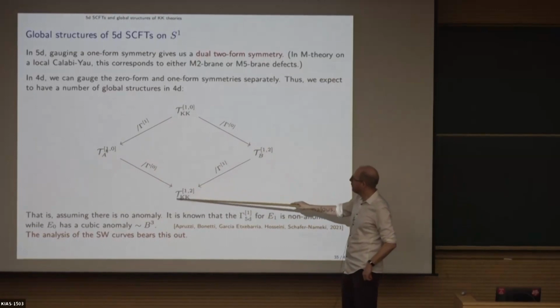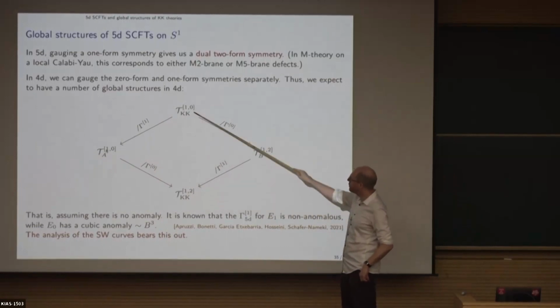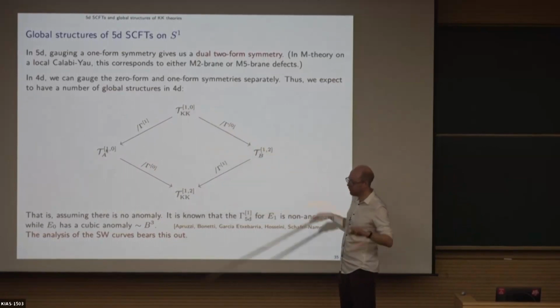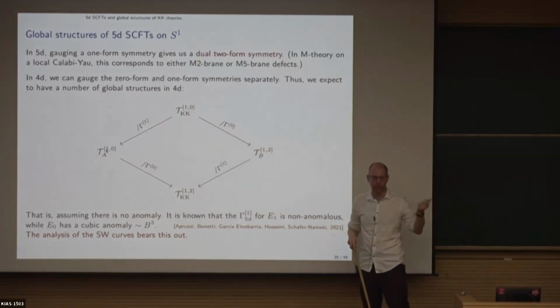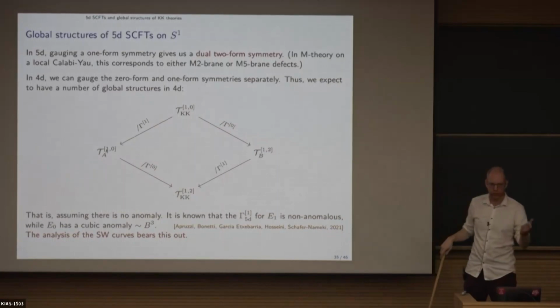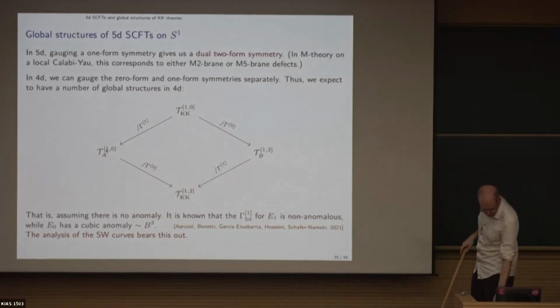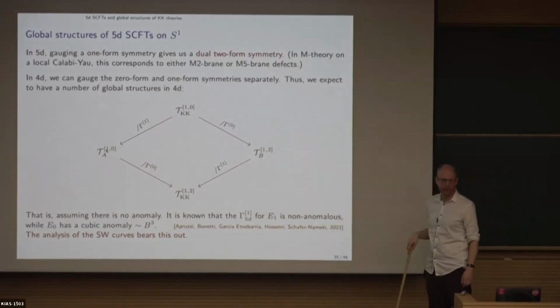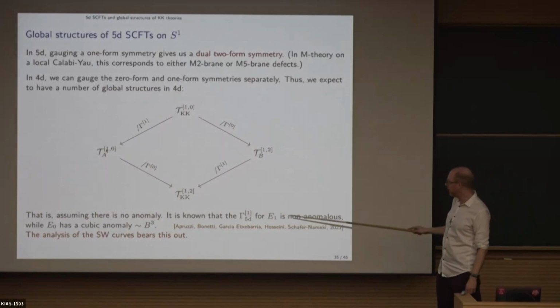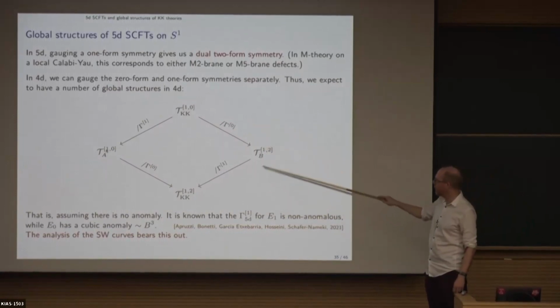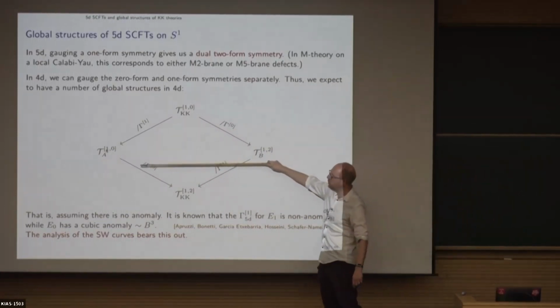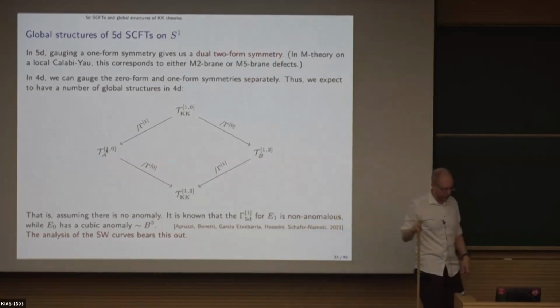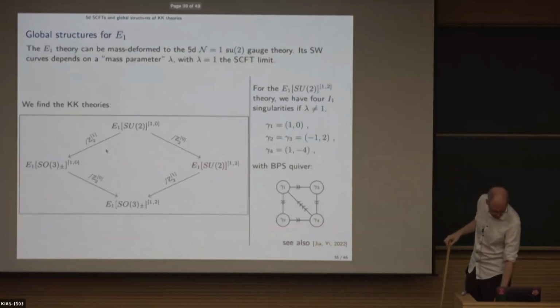This would be the gauging of the 5D one-form symmetry on the circle, because indeed the one-form symmetry in 5D, the dual symmetry when you gauge it, is a two-form symmetry in five dimensions. In 4D it's one-form gives one-form. So this picture assumes that there is no anomaly, so you can gauge everything without paying any price. There are cases, in fact the E0 theory, where there is an anomaly, and then you would expect that this picture truncates like this, and that's indeed what we find.